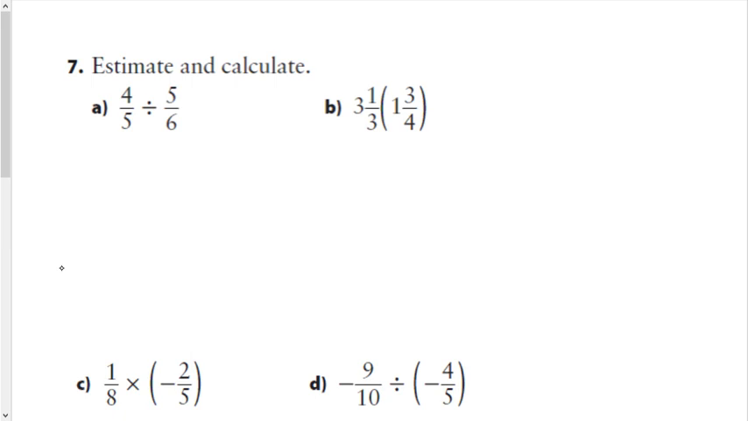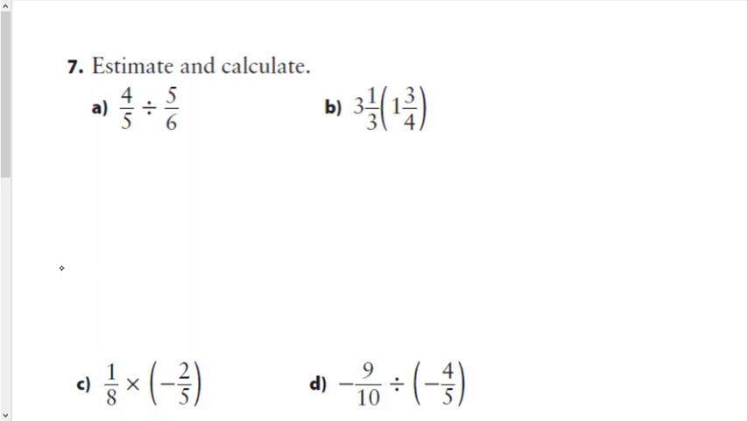Okay, we are correcting section 2.3, which is operations of rational numbers in fraction form. So we're following along here with our questions out. Anything that we need to add, we will do so. So the first question says estimate and calculate. This is a tricky question to estimate.